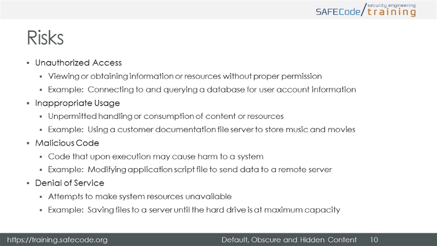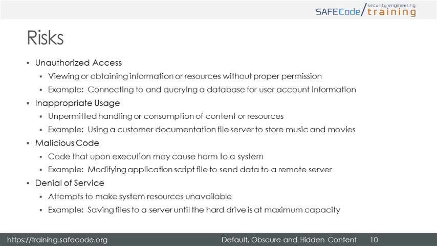Let's review the risks associated with DOE content. Unauthorized access. This is the risk a user will be able to view or obtain information or resources without proper permission. For example, connecting to and querying a database for user account information is unauthorized access. Inappropriate usage. This is the risk a user may handle or consume content or resources for which they do not have permission. An example of inappropriate usage is storing music and movies on a customer documentation file server.